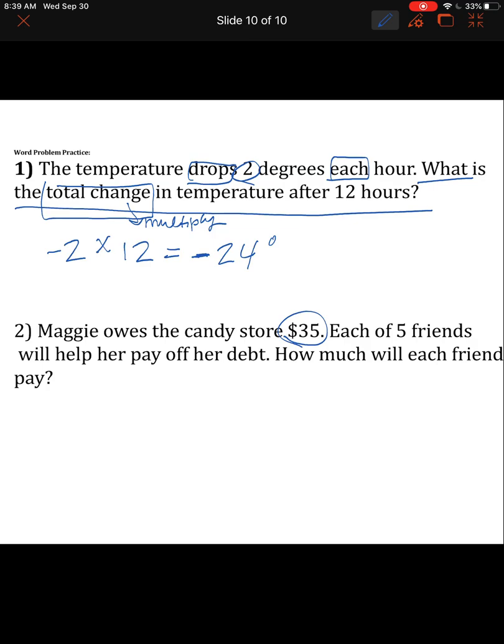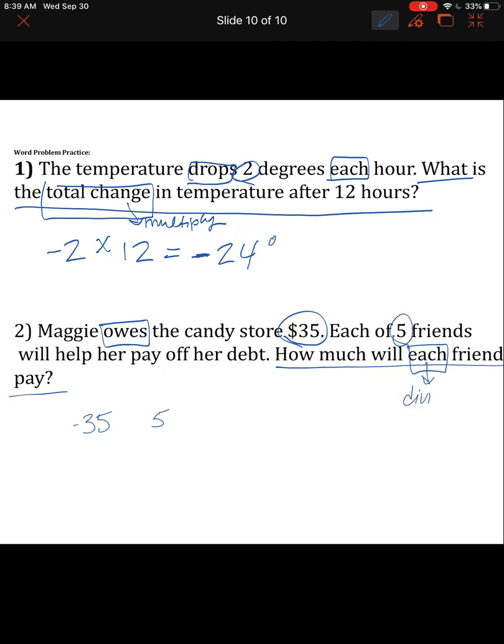Next one. Maggie owes the candy store $35. Each of 5 friends will help her pay off the debt. How much will each friend pay? Okay, so Maggie owes $35.